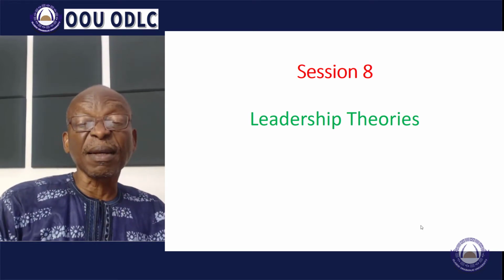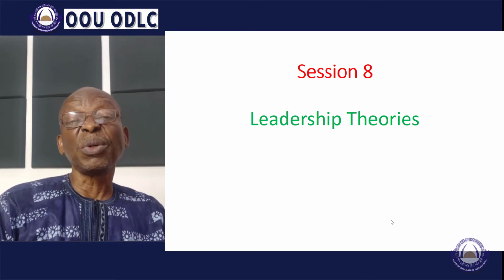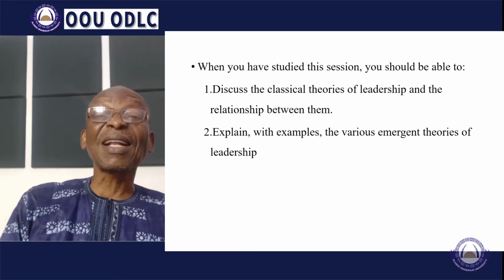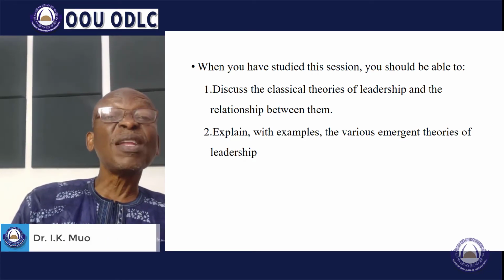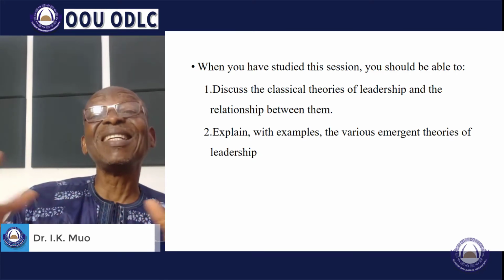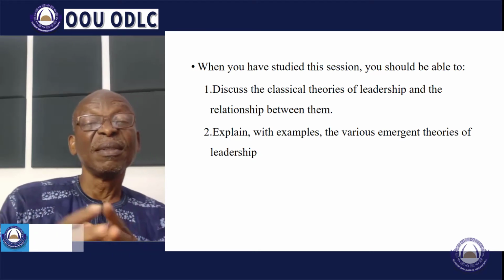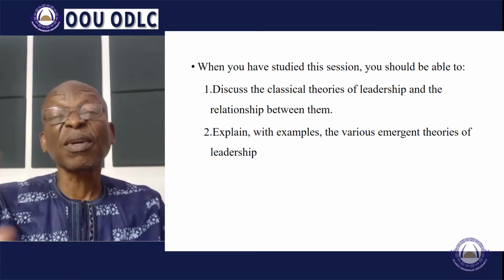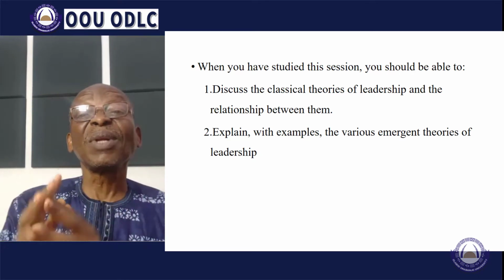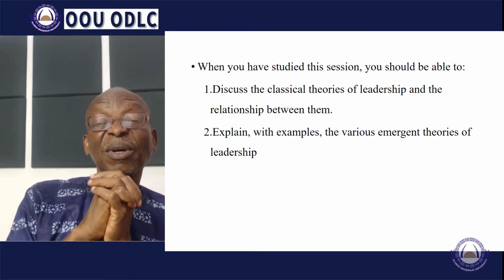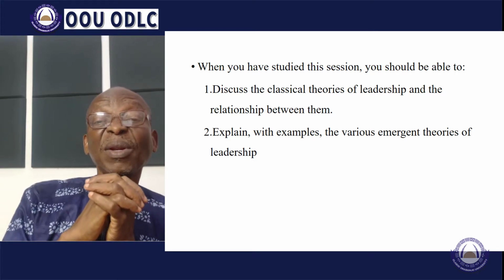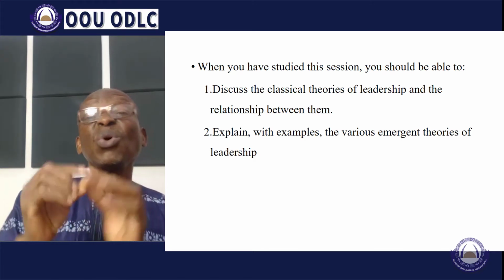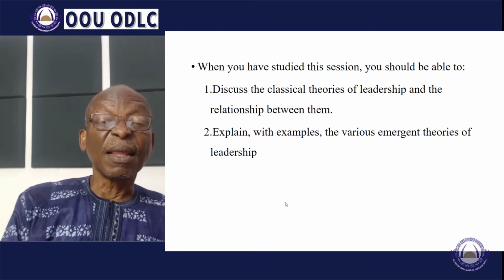So with that background, a review of what we have done, we go into leadership theories, which is our session 8. When you have studied this session, you'll be able to discuss the classical theories of leadership and the relationship between them. In the Bible, we have what we call the Trinity: God the Father, God the Son, and God the Spirit. In management, there's also another Trinity, which is how these three theories we're going to talk about, trait, behavioral, and contingency theory, are related. We'll get to that before long. You will also be able to explain with examples the various emergent theories of leadership: servant leadership, transformational leadership, and all that. So that's what we intend to do in this session.